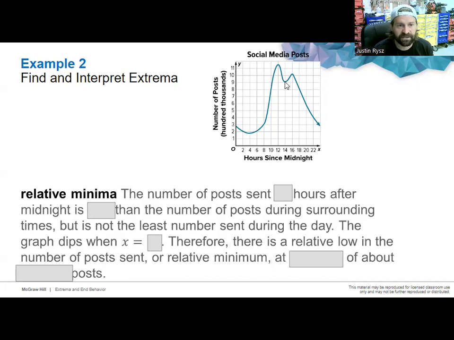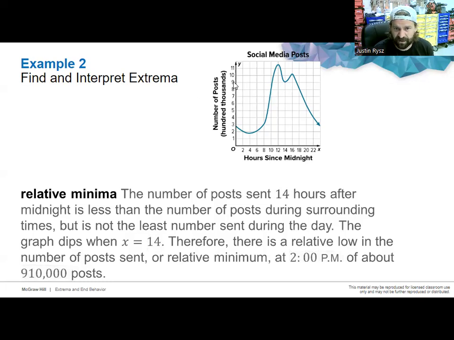Now, relative minimum, is there a low dip in the graph? Not the lowest, but just a low dip somewhere. And I would say it's right there around 14 hours. You can see that graph dips around when x equals 14. We would say that's a relative low during that time, about 2 p.m., 1,400 hours, about just over 900,000 posts. Okay, this is a really good graph if you're struggling with the difference between minimum and relative minimum and maximum and relative maximum to see how they're different.